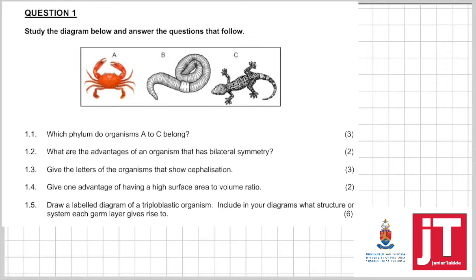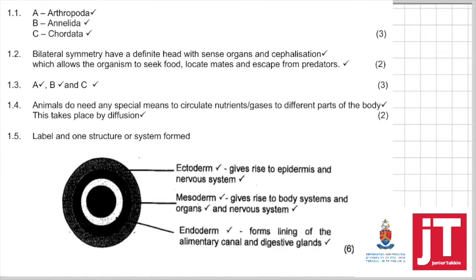Right, 1.5. Draw a labeled diagram of a triploblastic organism. Include in your diagrams what structure or system each germ layer gives rise to. Now, here you can see the outer layer is the ectoderm, and the ectoderm gives rise to the epidermis and the nervous system. Then, the middle layer, which I will just show you with the pink, that's the mesoderm. That's the middle layer. And the mesoderm, as you can see, will give rise to the body systems and organs and as well the nervous system.